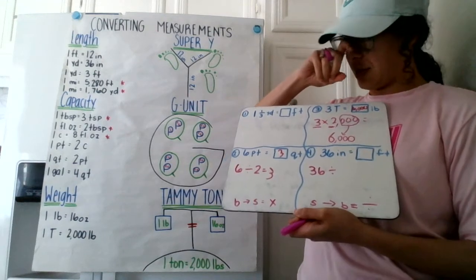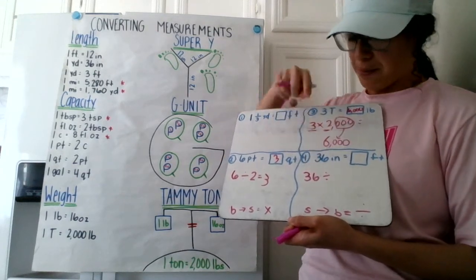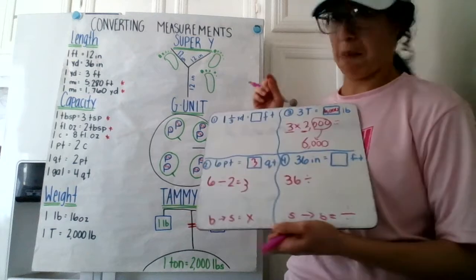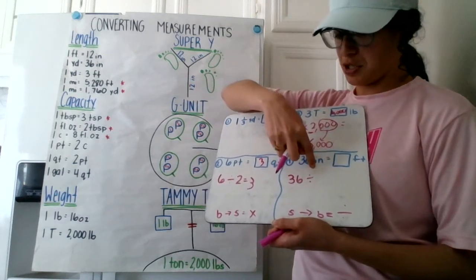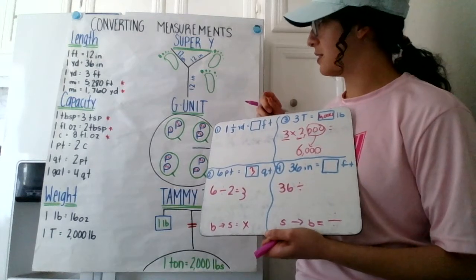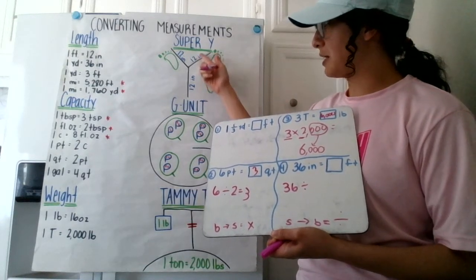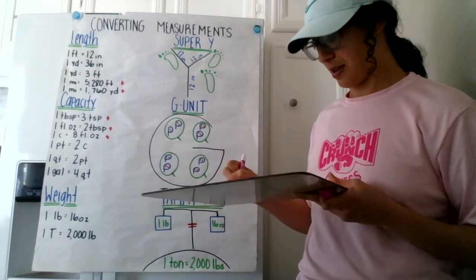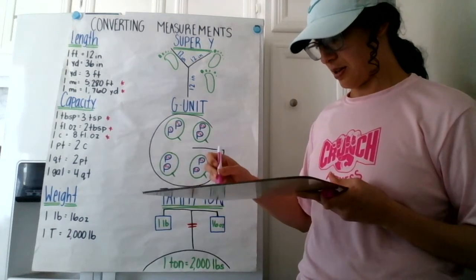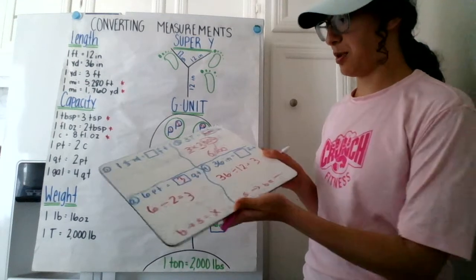So by now you should have said that you are going to divide by, going from inches to feet. So you're going to divide by 12, right? You should have divided by 12. And then your answer is 3.